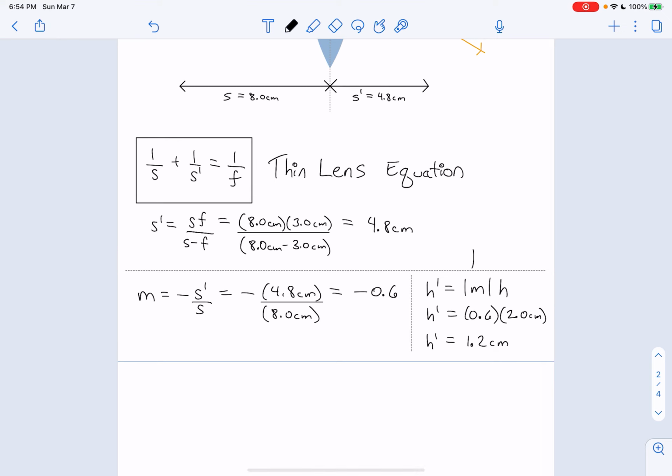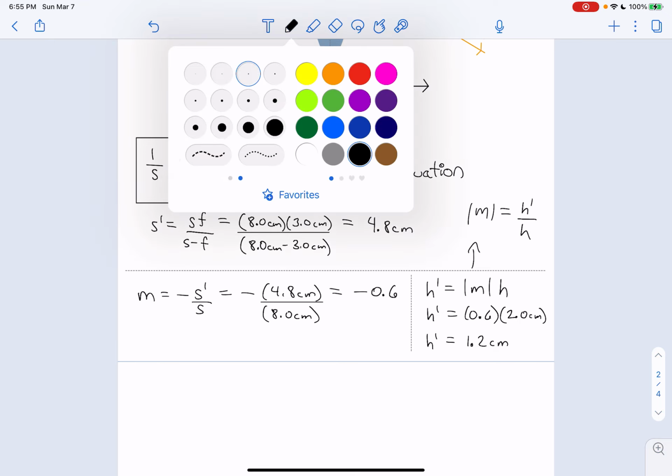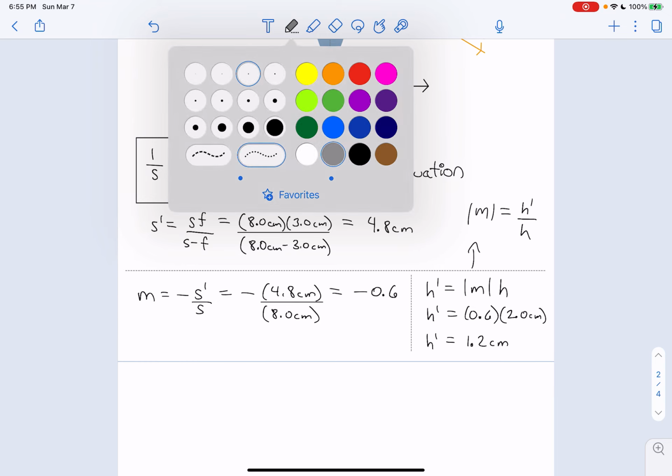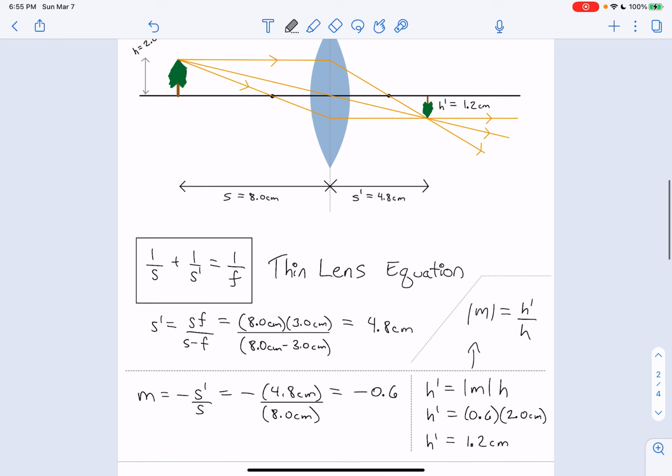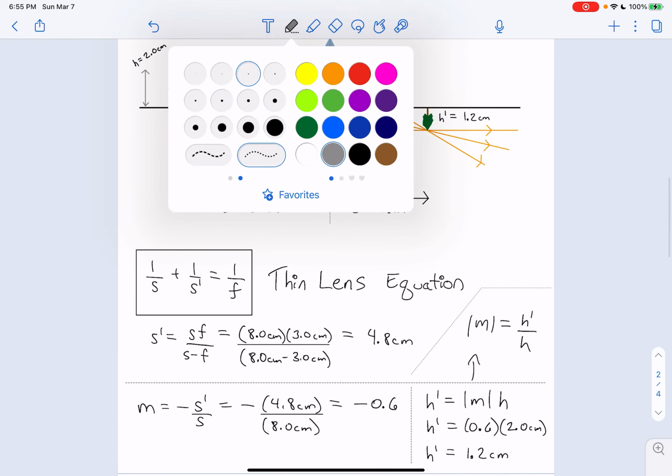Now, of course, you may notice, just as an aside here, that this magnification factor is also going to be h prime over h. And that's a fairly sensible definition as well. But very often, it just depends on what you are given in the beginning as to which makes sense to use. Okay, so that's an introduction to images with convex lenses.